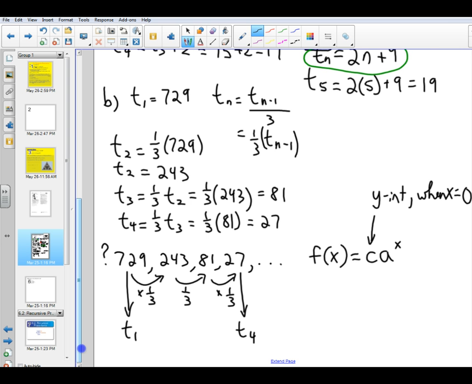So if we want to model this with an explicit formula, I'll change the notation subtly here. I'll call it t sub n equals c a to the n. Then c really represents the value, the term value, when n is 0. Well, of course, n is never 0 in this sequence.